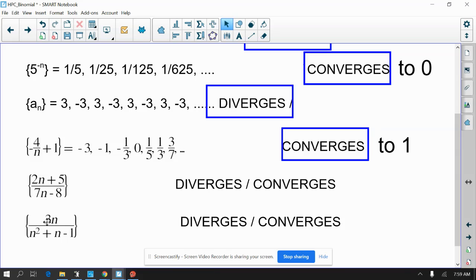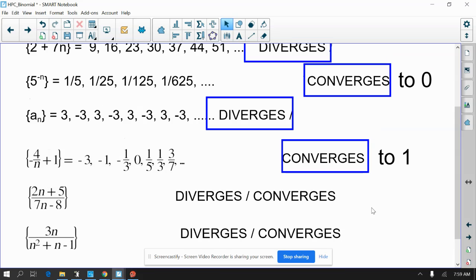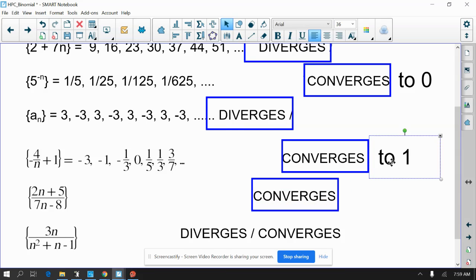These last two bring us back to Unit 2, when we talked about rational functions. And these are both rational functions, and when n gets large, notice the degree is the same on top and bottom. So the 5 and the -8 really don't matter, but it's a battle between 2n and 7n, and they're both of the same degree, so they're both increasing at almost the same rate, but the ratio is 2 to 7. So this one does converge to 2/7.